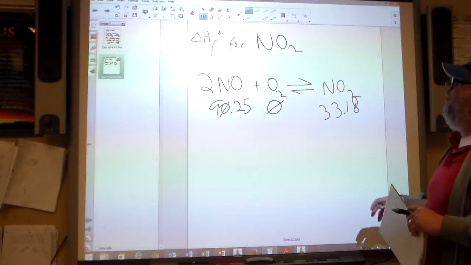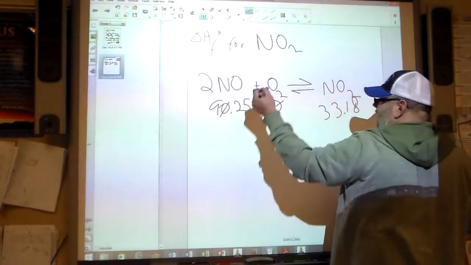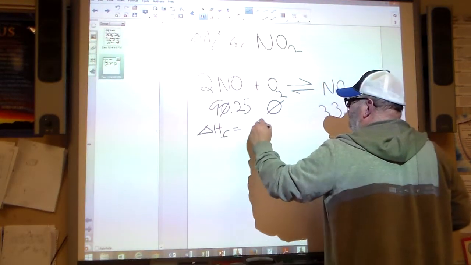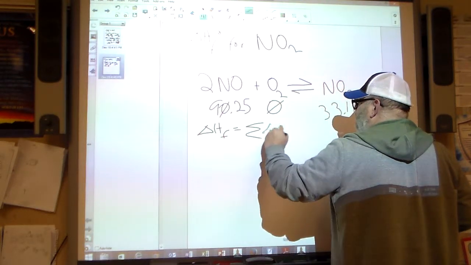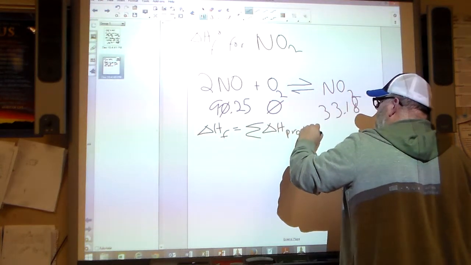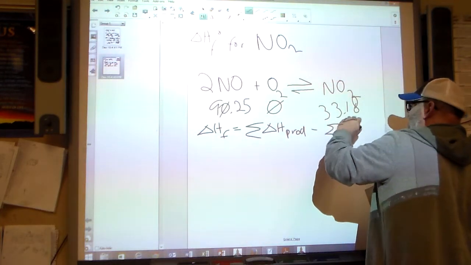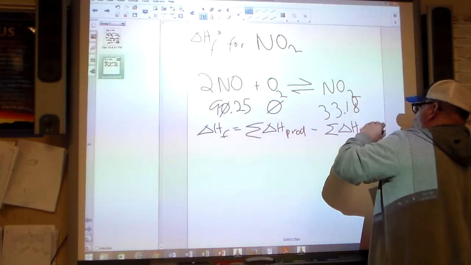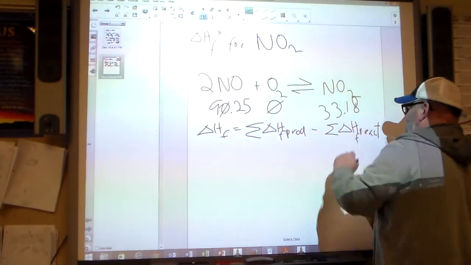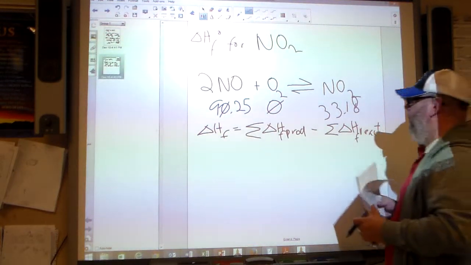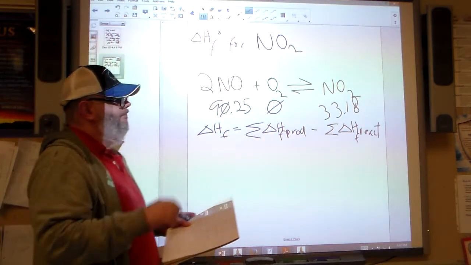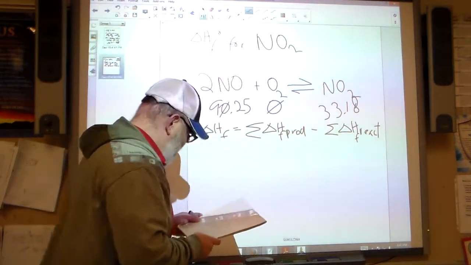And now we can go ahead and remember our delta H. Our delta H formation is equal to the sum of the delta H of our products minus the sum of the delta H of the reactants. Okay? So we have that formation and we have that formation. Now we've got that, we got to work it.